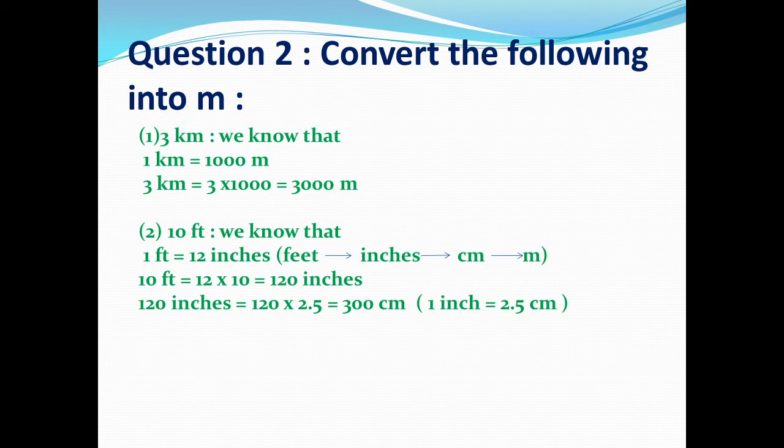Now centimeter will be converted into meter. We will use the relation 1 centimeter is equal to 1 upon 100 meter. So to convert the 300 centimeter into meter, we will divide 300 by 100. So 300 upon 100 is equal to 3 meter.